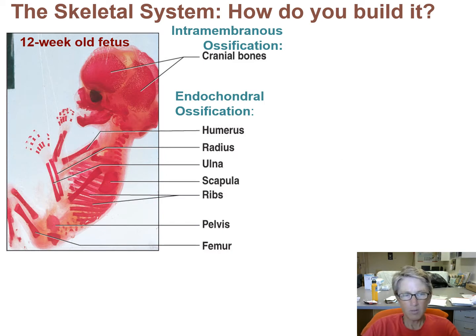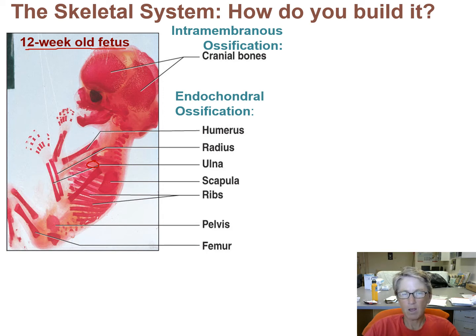So this is a snapshot of a 12-week-old human fetus, and you can see that there's a dye for bones. The dye just goes in and targets the bone. So you can see the skeletal system of a 12-week-old fetus. For example, there's not a dye that targets the heart, so you don't see the heart. I mean, it's there, but you just don't see it. There are two ways to make bone when you're in utero.